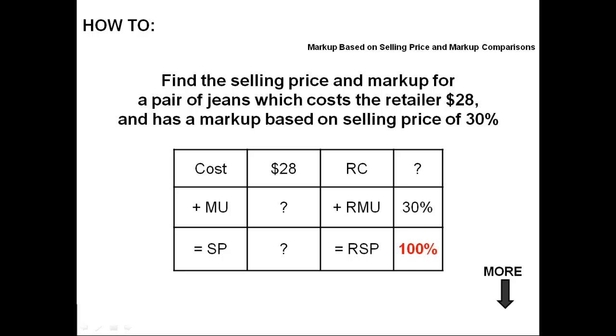So here they're giving us the cost of $28 and markup based on selling price is 30%. In the previous problems they were giving us the dollar markup. Now they're giving us the dollar amount of the cost. So if these jeans cost $28 and that represents a 30% markup, then the rate for the cost would be 70%.